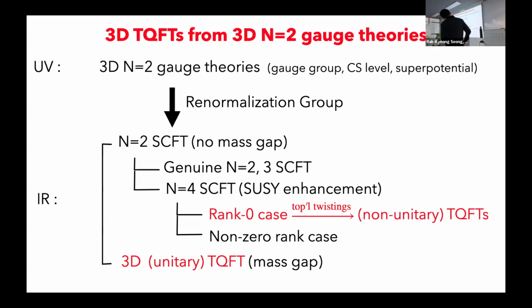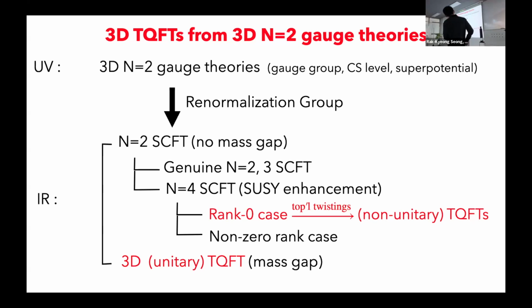Rank 0 means that the N=2 or N=4 CFT doesn't have either Coulomb or Higgs branches. Then in these cases, after topological twisting, we will get some non-unitary TQFTs. So topological twisting always breaks unitarity, and this will give a non-unitary TQFT. So these are the two ways to construct the TQFT.